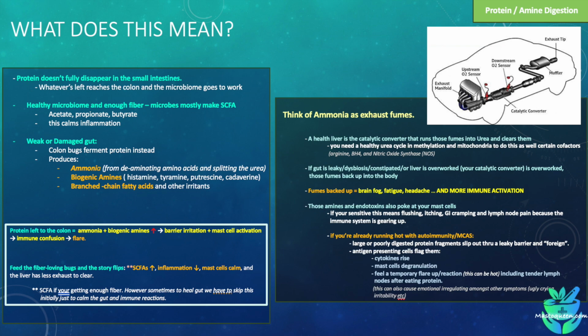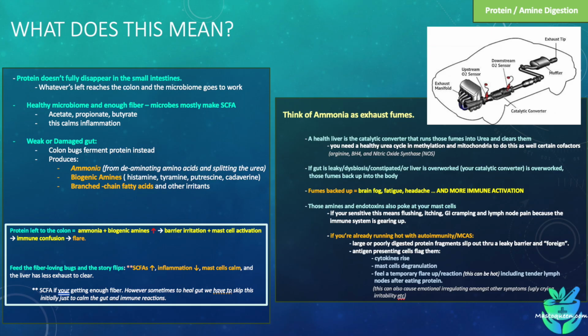Okay, I want you to think of ammonia as exhaust fumes on a car. Your healthy liver is a catalytic converter that turns those fumes into urea and clears them. You need a healthy urea cycle and methylation in mitochondria to do this, with certain cofactors such as arginine, your BH4, and the nitric oxide synthase, your NOS gene.